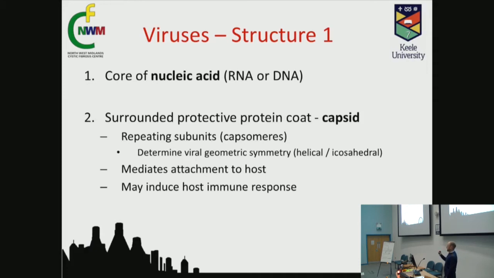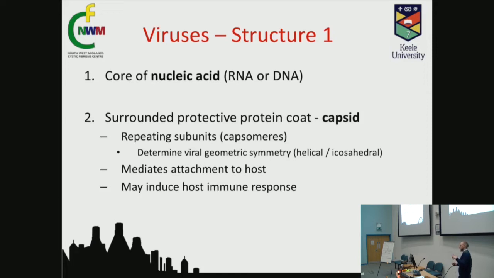The classification of viruses sticks to 4 very simple things about the virus structure, and I'll show you a diagram of this in a second. But the first thing you need to know about the structure of viruses that is key to the classification is that they have a core of nucleic acid, and that can either be RNA or it can be DNA. Around that core of nucleic acid is a protein coat that's called a capsid. And that capsid is made up of repeating subunits, helpfully called capsomeres, and basically the capsomeres determine the virus's symmetry.